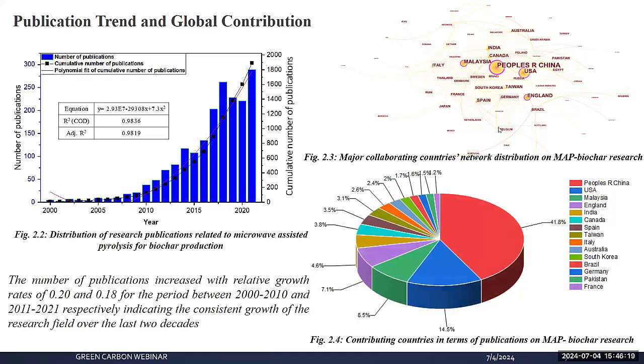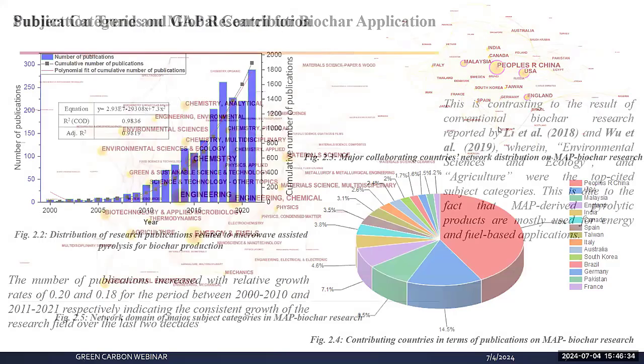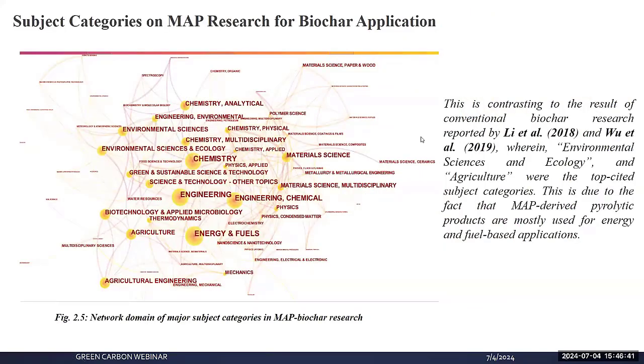And we have analyzed the different subject categories that have been published on this microwave pyrolysis research. As you can see, the nodes of categories like energy and fuels, chemical engineering, and chemistry are higher than certain nodes like agricultural engineering and agriculture. So from this subject category network, we could analyze that the microwave pyrolysis research has been more focused on energy-based applications rather than the agricultural field.